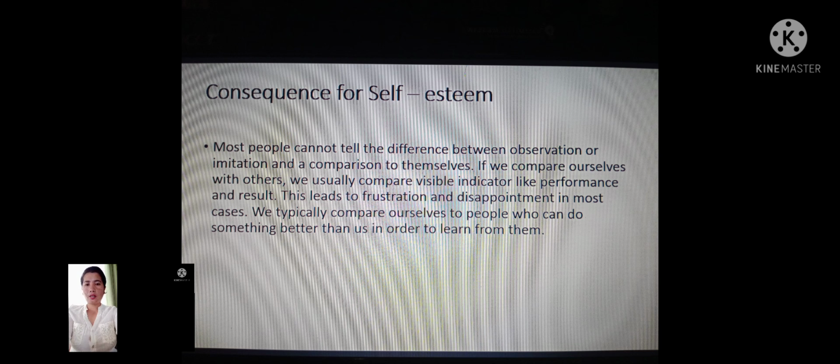disappointment in most cases. So we typically compare ourselves to people who can do something better than us in order to learn from them. As a result, such comparison will always be to our disadvantage for people without a solid self-esteem. Such a thing can have psychological consequences in the long run. Therefore, care should be taken to distinguish social learning from personal comparison clearly and to incorporate positive reinforcement.